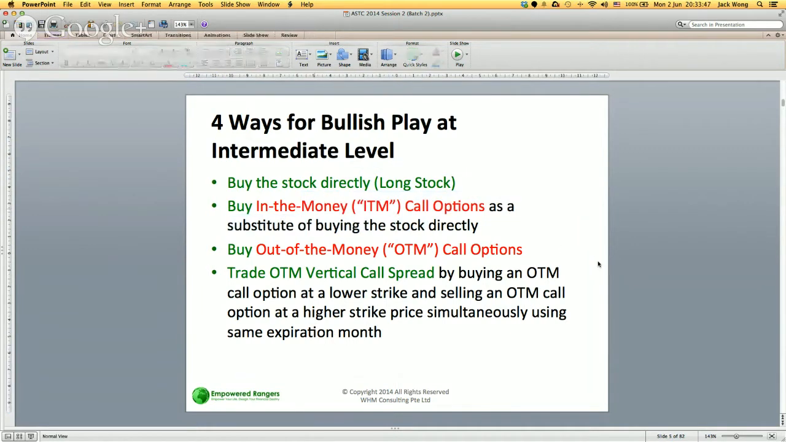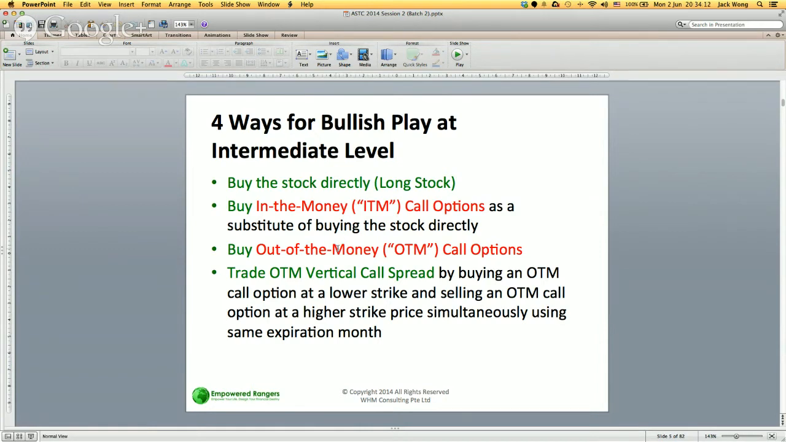So we are going to look at buying the stock directly. So that's still a stock play. But after this, we are looking at buying the in the money call option. I'll explain why and what exactly it is. Then we'll talk about a speculative play called buying the out of the money call option. And then finally, the simple vertical spread that builds the foundation for our subsequent classes.